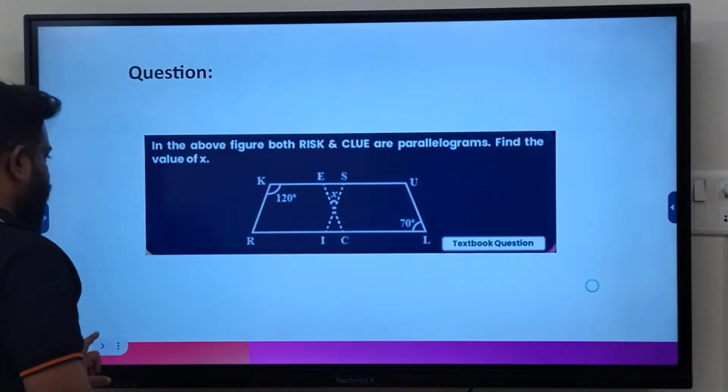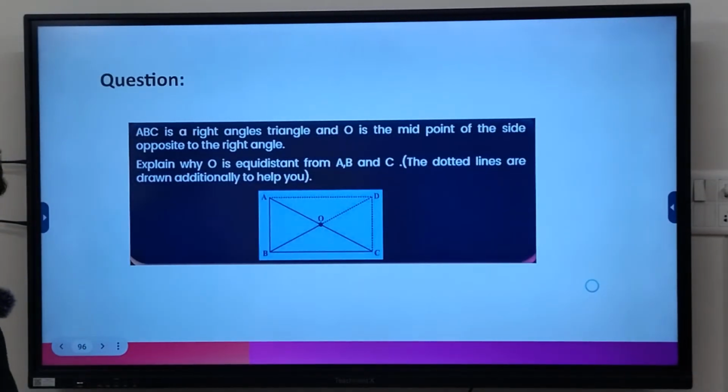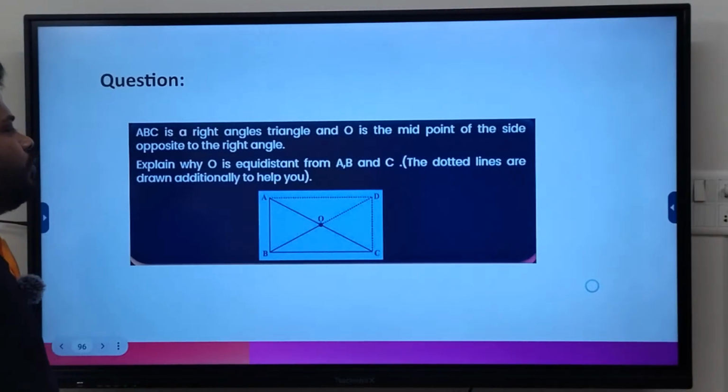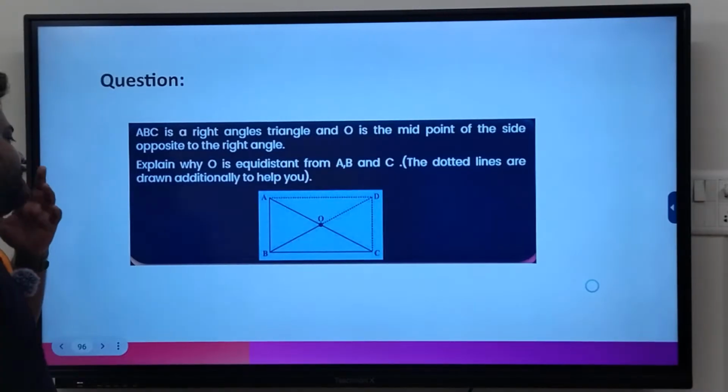So let's go to the next one. Yes, ABC is a right angle triangle and O is the midpoint of the side opposite to the right angle. Explain why O is equidistant from A, B and C. The dotted lines are drawn additionally to help you.